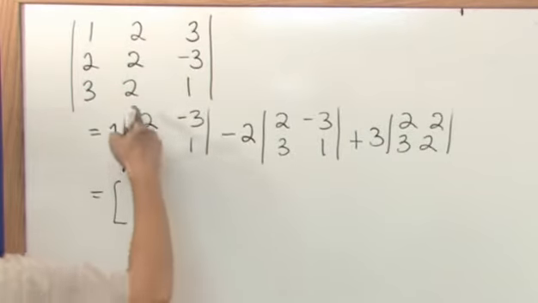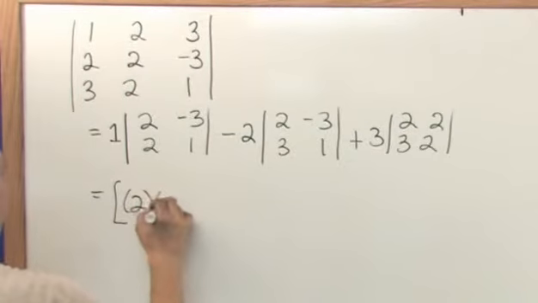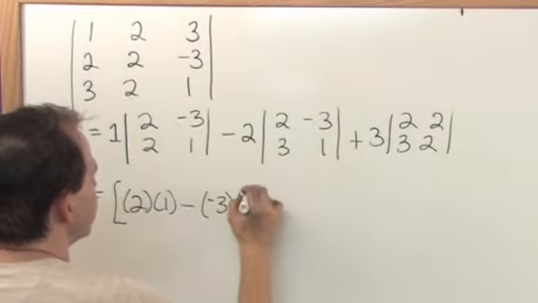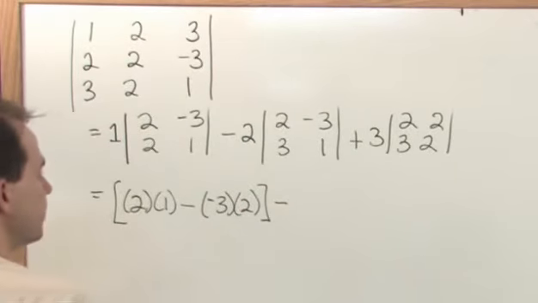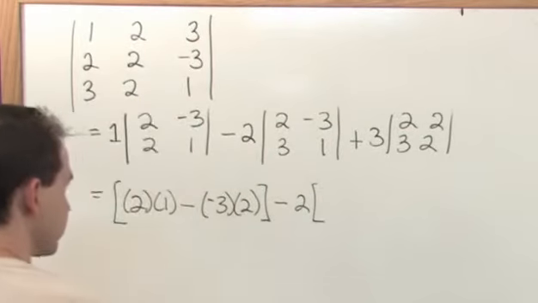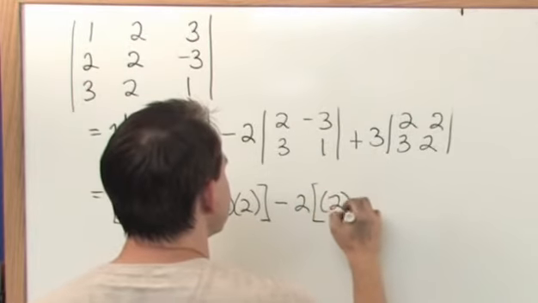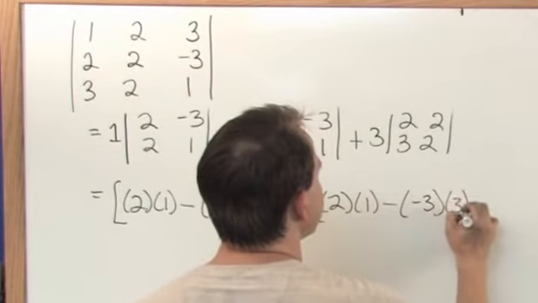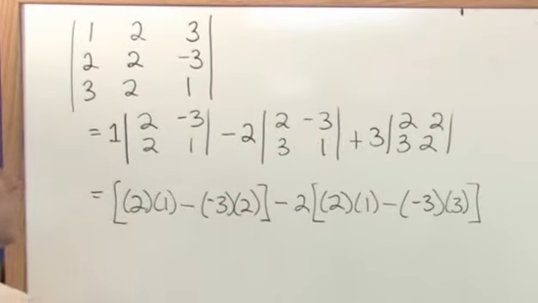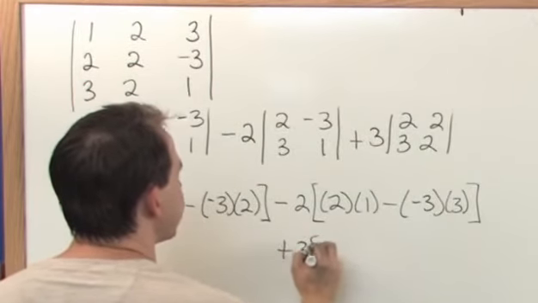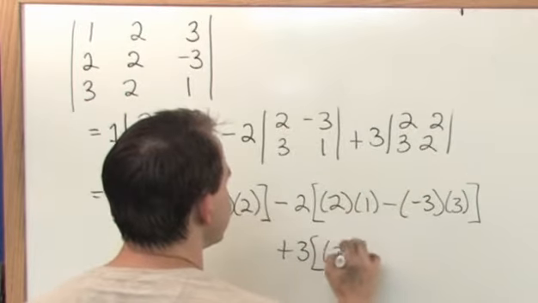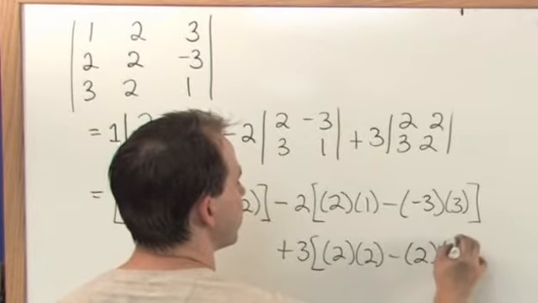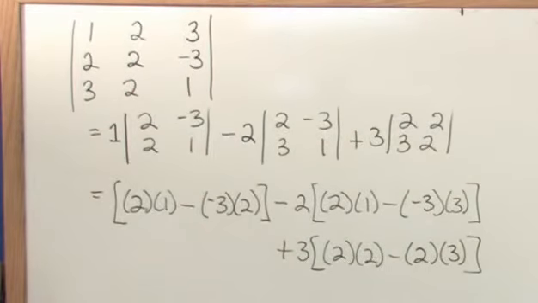Over here I'm going to have, marking like an X, 2 times 1 minus, going this direction, negative 3 times 2. Minus 2 times, going like an X, 2 times 1 minus, going this direction, negative 3 times 3, like that, okay? And then for the final one, I'm going to plus 3, going like an X, 2 times 2, minus, going this direction, 2 times 3. Okay, so now it's just a bunch of multiplication.